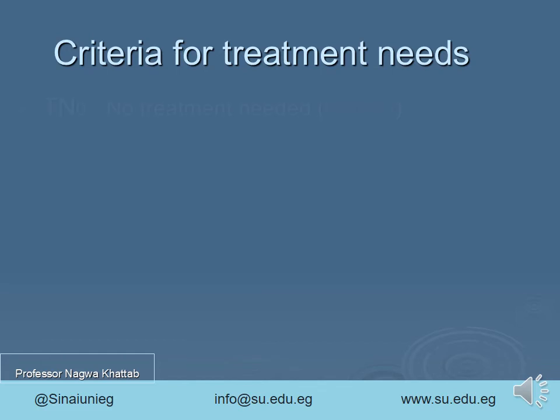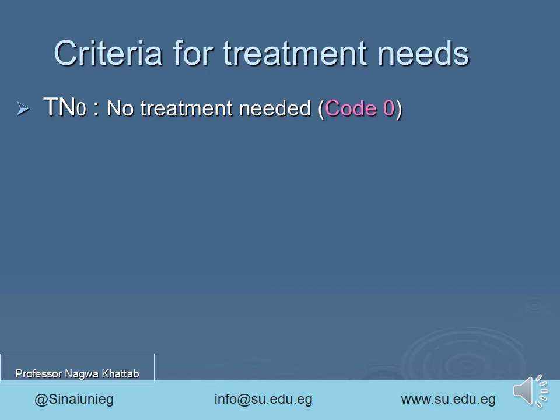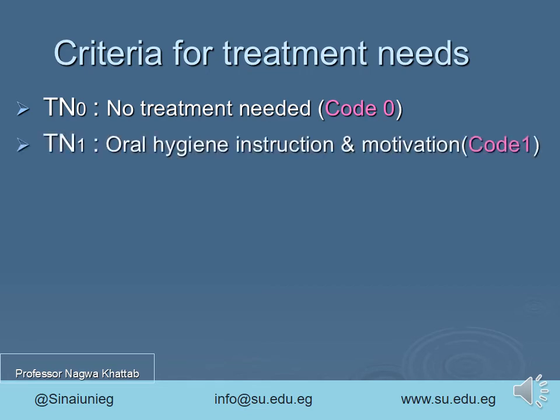Criteria for the treatment need. Code 0 means this patient doesn't need any treatment. It coincides with code 0, healthy periodontium. Treatment need 1, the patient requires oral hygiene instruction and motivation. This coincides with code 1 of the periodontal disease, the patient who has gingival inflammation.